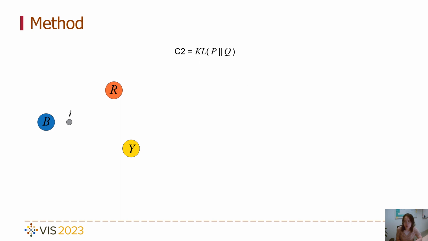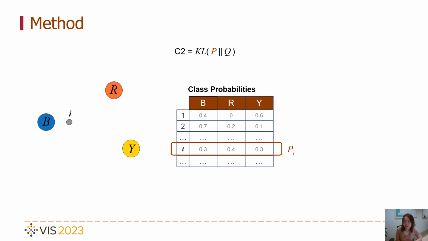Then the question comes, how do we compute P and Q? Our goal is that instances with higher probability for a certain class are closer to the corresponding class landmark, indicating a higher similarity between the instance and the class. Therefore, since we use P to model this similarity, we can derive it directly from the class probability. Specifically, for instance i, the probability distribution P_i is simply the given class probability of instance i.